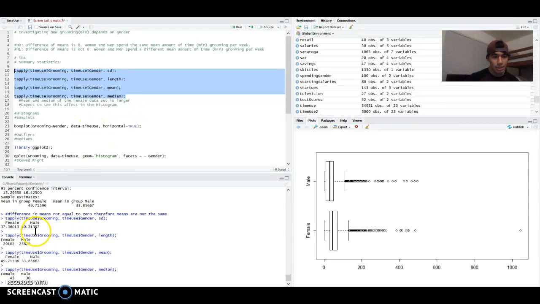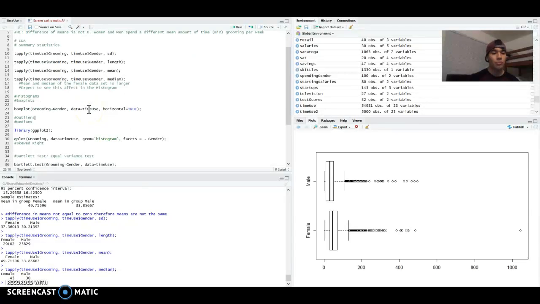Here we can see that the standard deviations vary. Females have a larger standard deviation compared to the males. We can also see that the females have a larger mean compared to the males, 49 versus 33. Also, you can see it in the median, which again, the females have a larger median compared to the males, with a median of 45 compared to a median of 30 for the males.